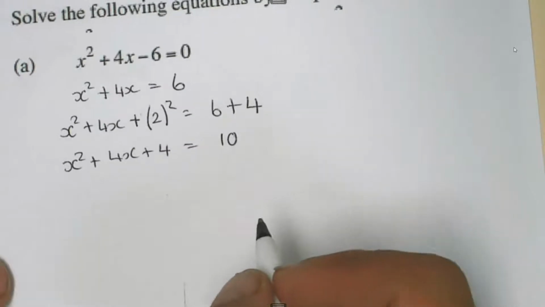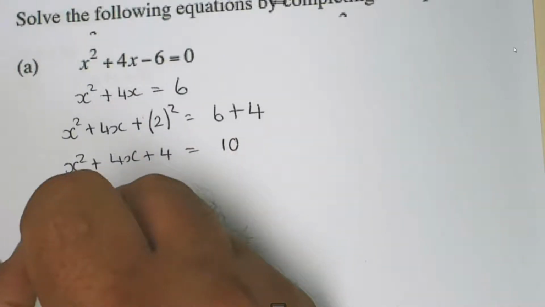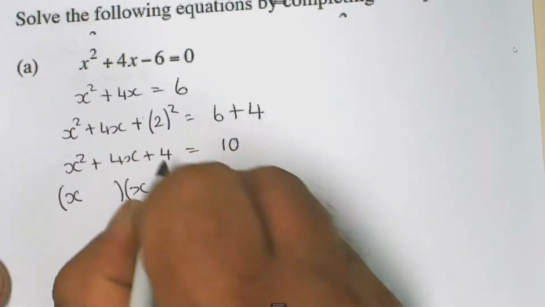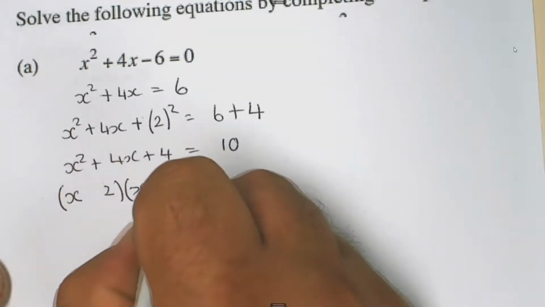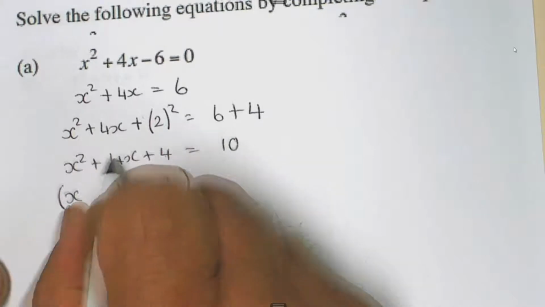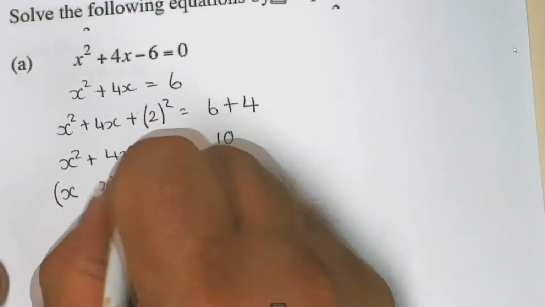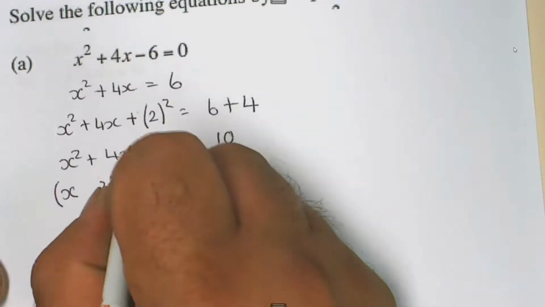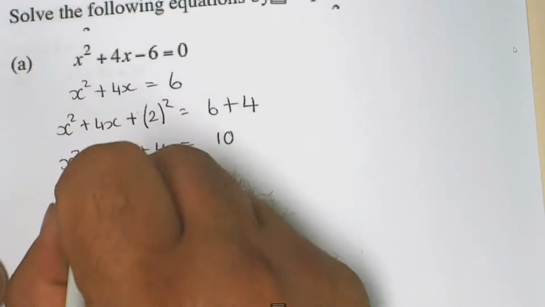Now the factors of x squared plus 4x plus 4: the factors of x squared is x multiplied by x. The factors of 4 is 2 and 2, or 4 and 1. But 2 and 2 will give you 4 in the middle. If it's positive, it's same sign. If it's negative, it's opposite sign. Because it's positive, it's same sign, both positive.